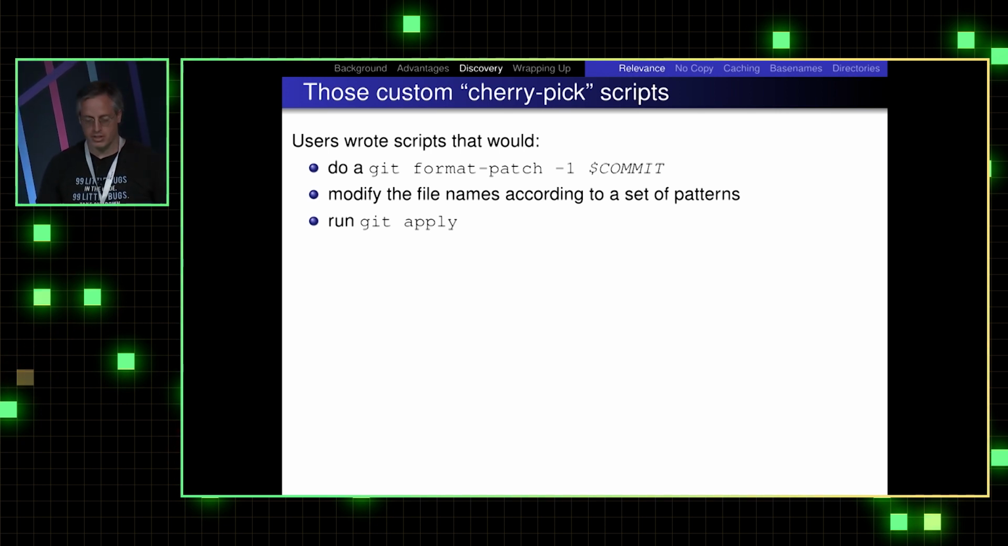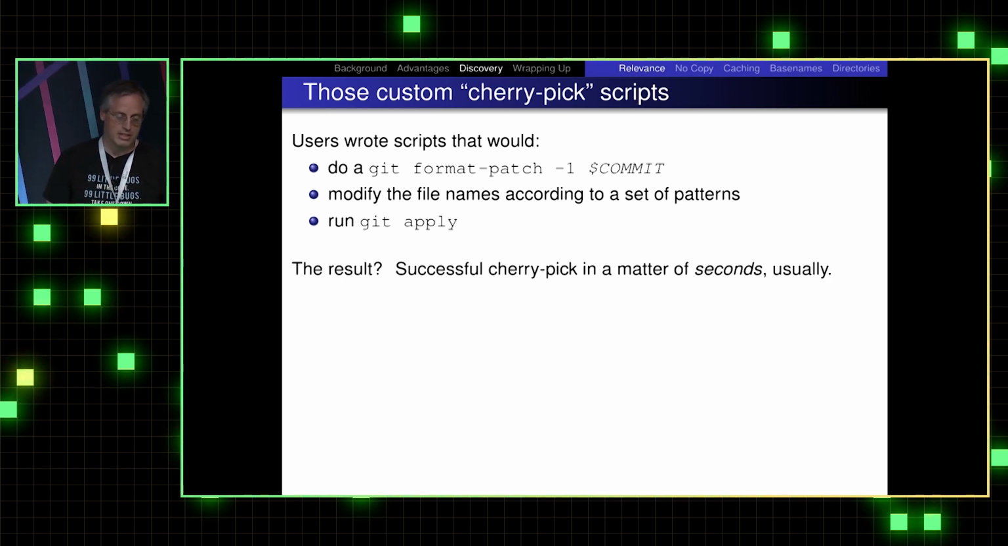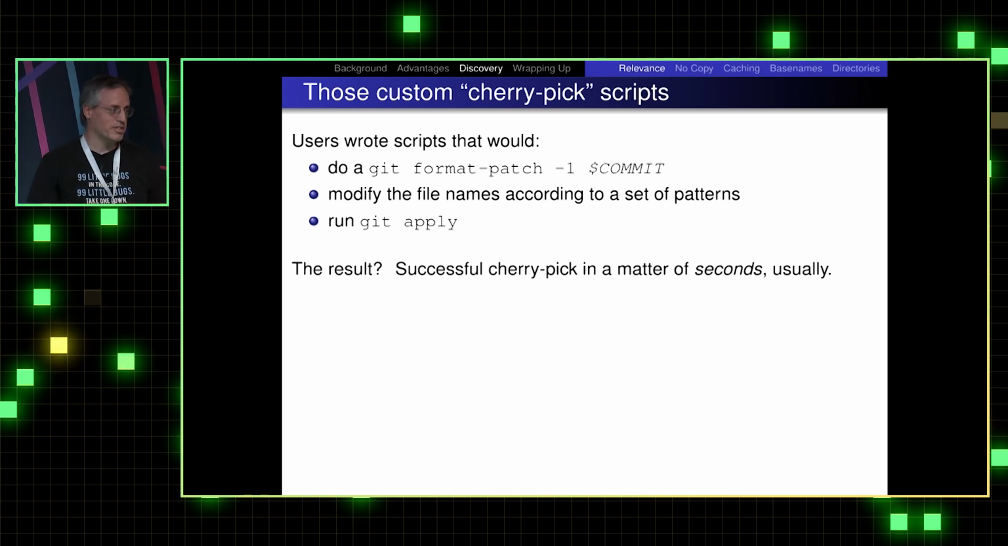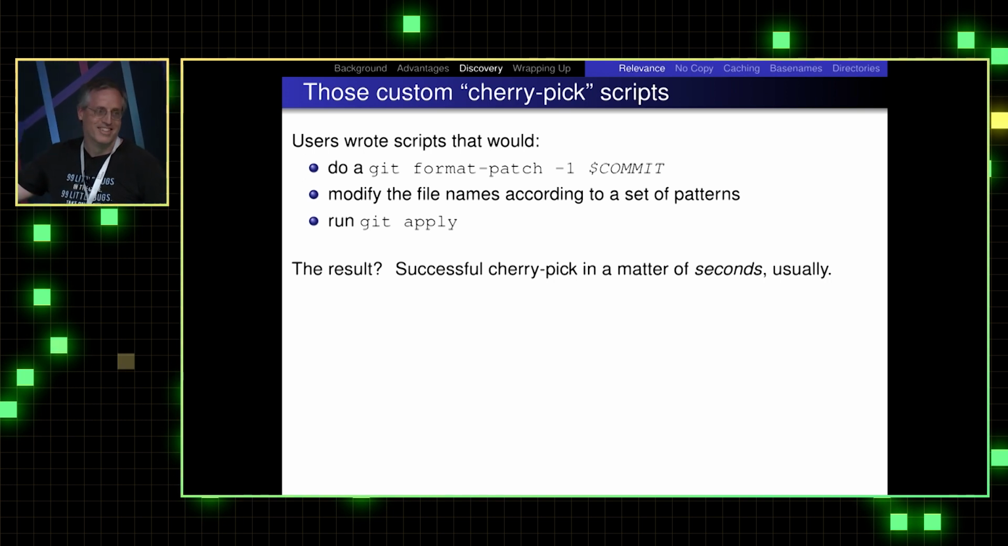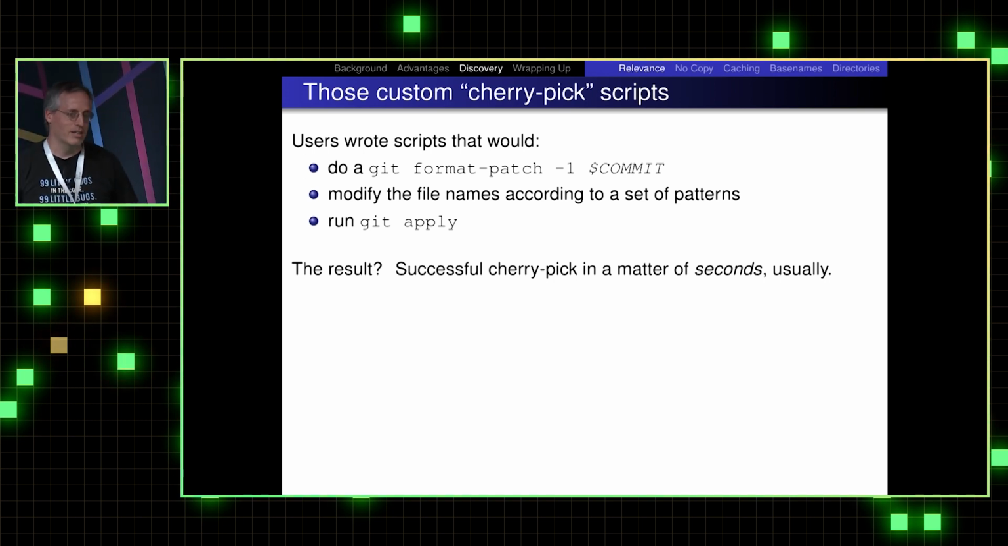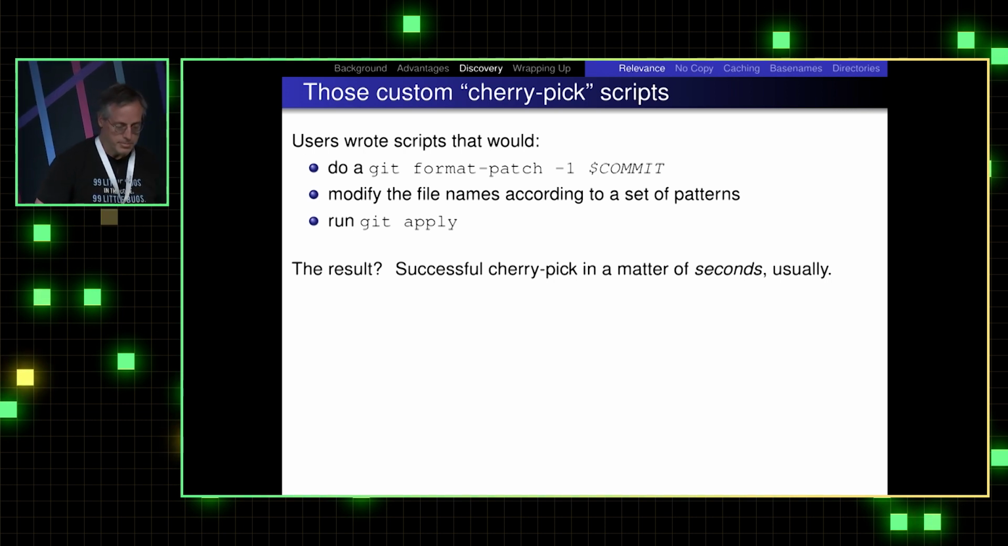Seems like a pretty simple strategy. What was the result? Basically, they usually successfully cherry-picked it, and in a matter of seconds. They were cheating and getting away with it. So naturally, my question was, I want to get away with it too. How did they do that? And can I make it more general so that I don't need repository-specific knowledge?